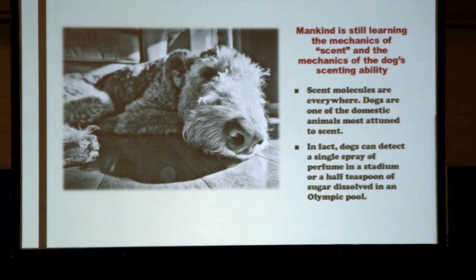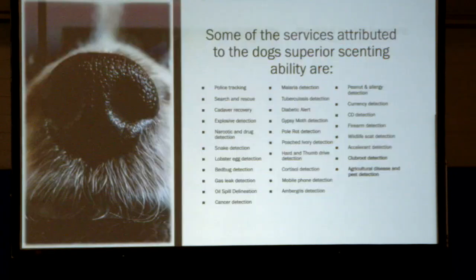In fact, dogs can detect a single spray of perfume in a football stadium, or half a teaspoon of sugar dissolved in an Olympic-sized swimming pool. That's a fact. So their scenting capabilities, and I won't go into the physiology of the dog's nose, are so complex, and we're just starting to learn to understand them.